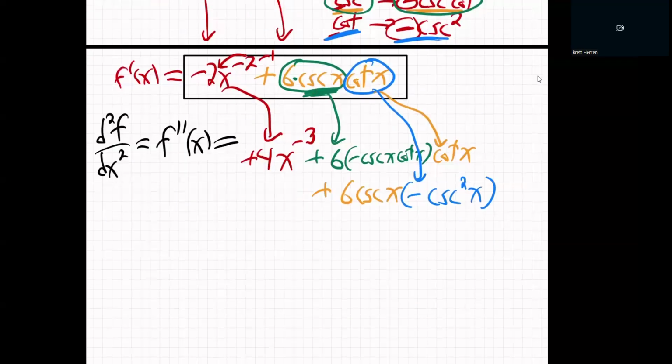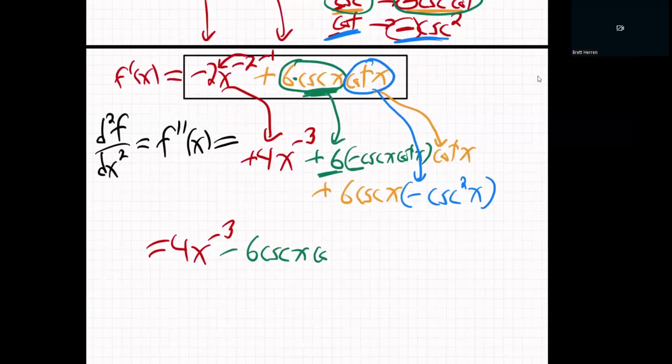So right there. Now, can we clean that up a little bit? Maybe a little bit. This will be 4x to the minus 3. Sorry, my 3's are a little crazy. Plus, there's a plus. Oh, this is going to be positive times negative. It's going to be negative 6 cosecant x cotangent squared of x. Sorry, I'm just getting scribbly here. Right? Because cotan times cotan makes cotan squared.